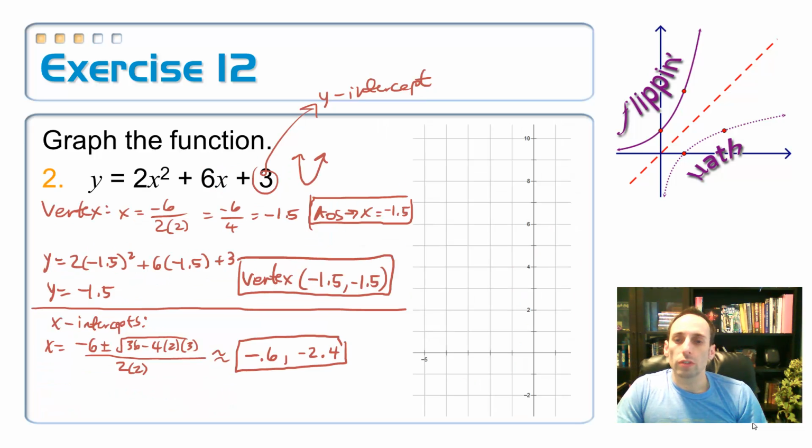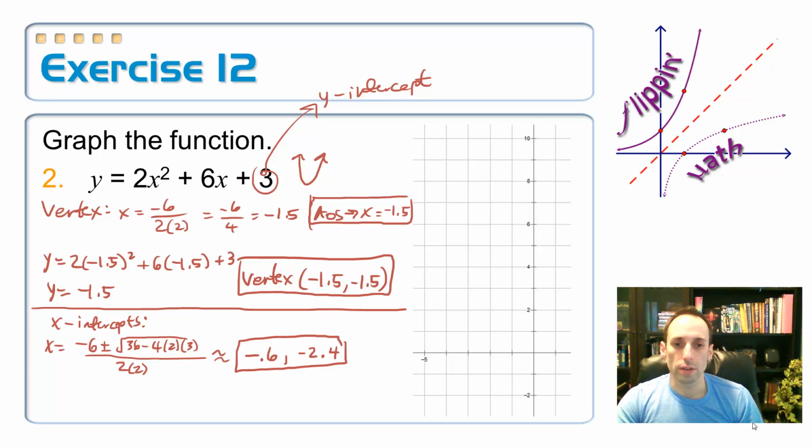So the a value is 2. It's going to open upwards. Another smile. Find the vertex. Negative 6 over 2 times a, 2 times 2. And it's negative 1.5. I just went ahead and left it as a decimal, since I'm probably going to use the calculator to evaluate the y-coordinate anyway. And I did. And I get negative 1.5, negative 1.5.